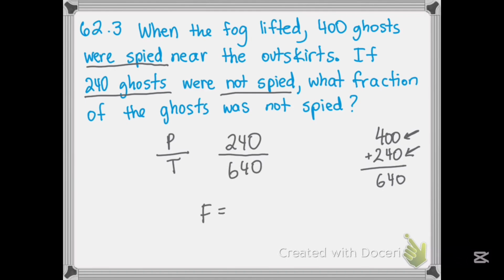Now remember that our fraction always has to be reduced. So I'm going to divide by 10 and cancel these two zeros. And then I'm going to divide by 8. And if I divide 24 by 8 is 3. And if I divide 64 by 8 is 8. And the answer will be 3/8.